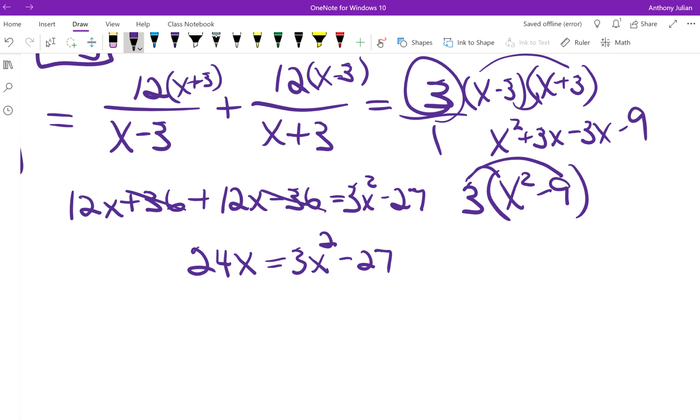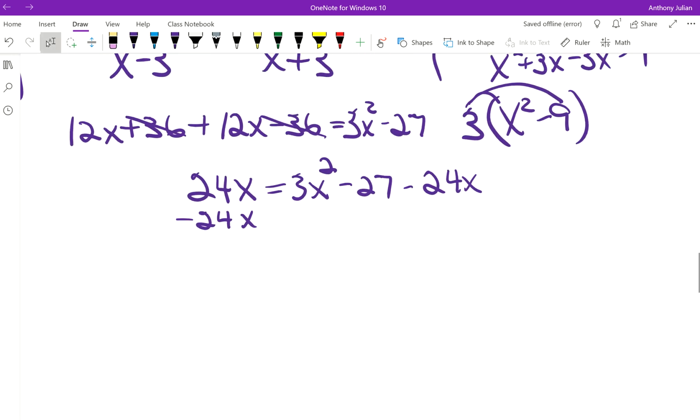And then how about if I subtract 24x on both sides? And I'll have to rewrite this right side. So I'm going to have 0 equals 3x squared minus 24x minus 27. And I'm going to factor that to get my solutions for the x, which is the still water.